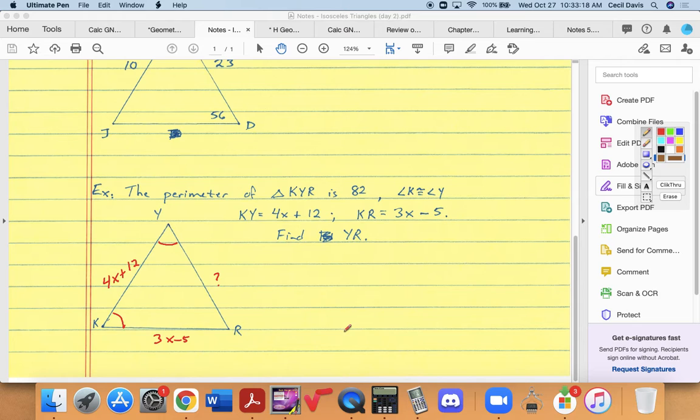This is kind of a multi-step problem. If these two angles are congruent, those must be the base angles. So which side is the base? KY is the base. So what does that tell me about the other two sides? Yeah, those are the congruent legs. So in terms of x, how long is segment YR? 3x minus 5. It's 3x minus 5, exactly right.